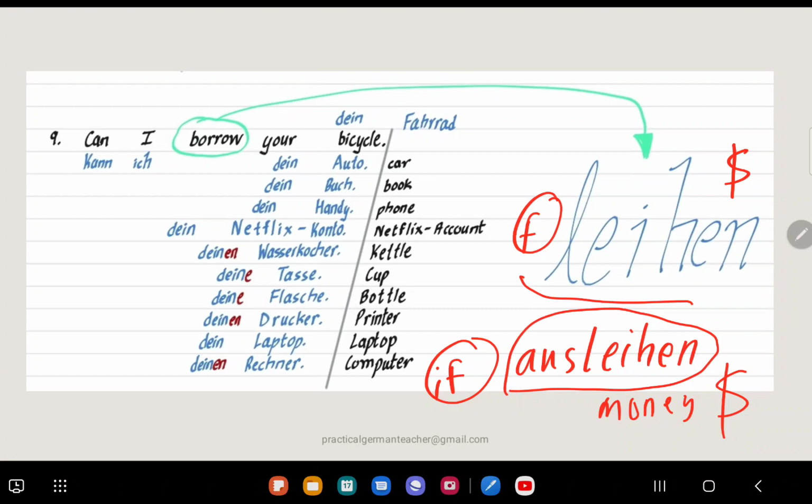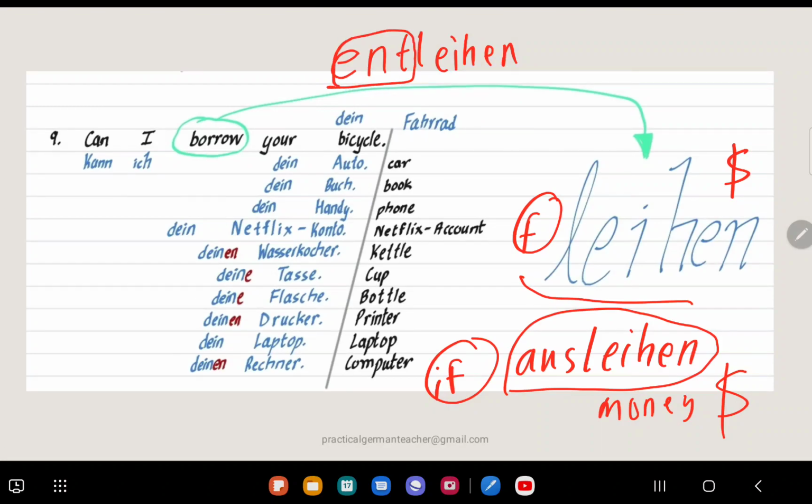Borrowing a book from a friend, leihen. Borrowing a book from a library where there are late fees, ausleihen is more correct. I hope you get the idea. Then you will also see there is this verb entleihen. Here it is not separable.